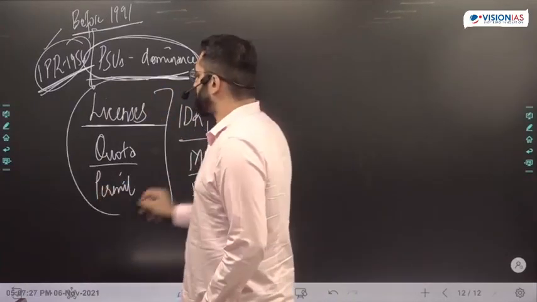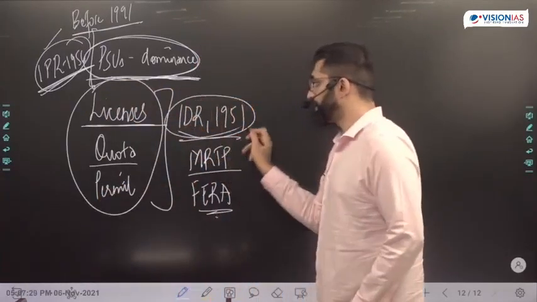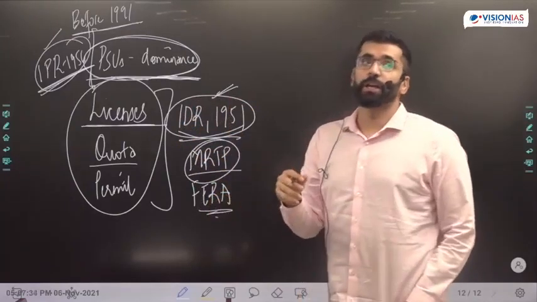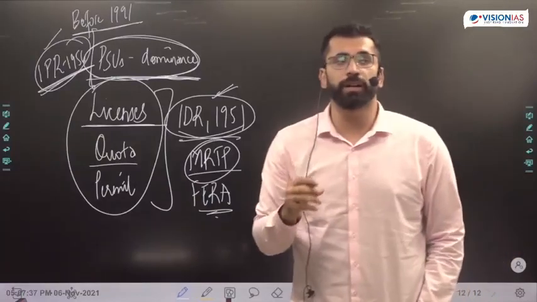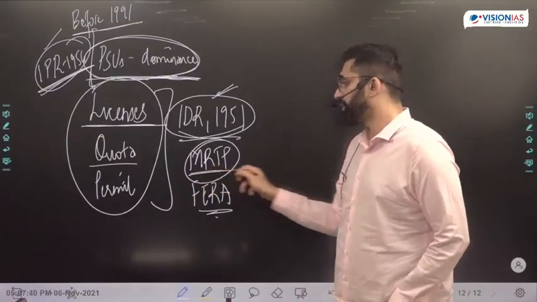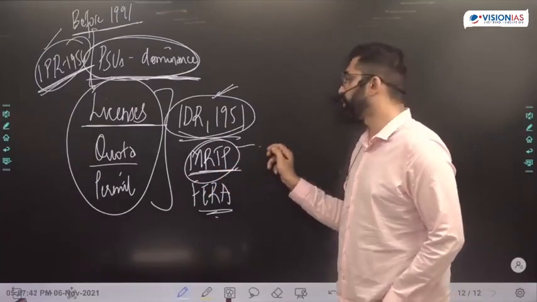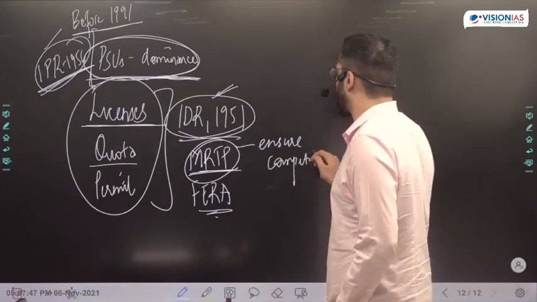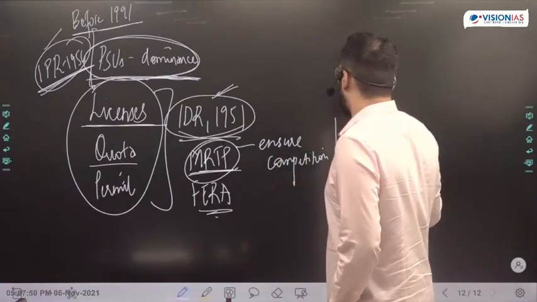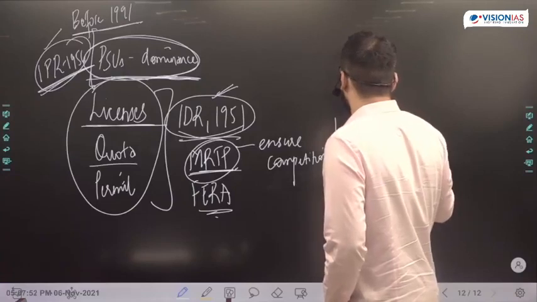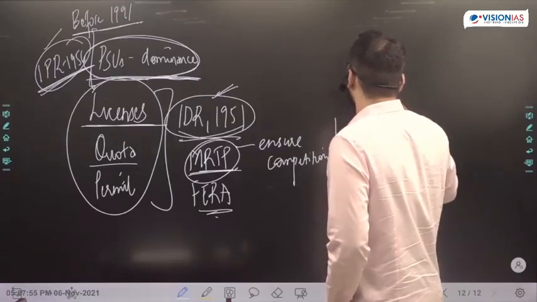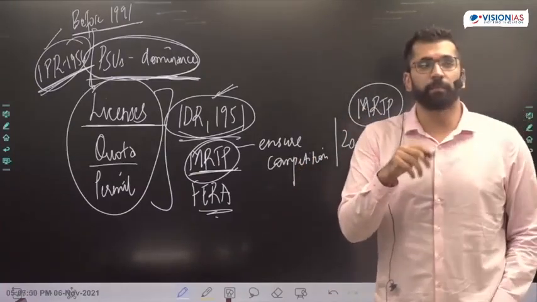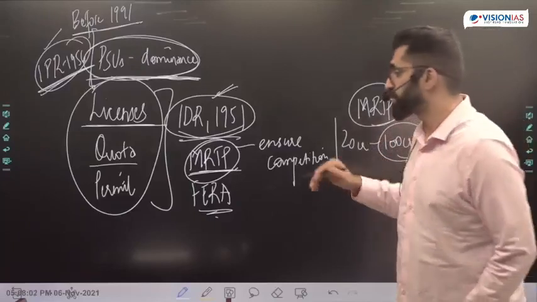License quota permit Raj: we have discussed the Industrial Development Regulation Act 1951, and the MRTP Act, which was to increase competition and control monopolies. This is the Monopolies and Restrictive Trade Practices Act, to ensure there is competition in the market. For MRTP companies, earlier the limit was 20 crores, then it was extended to 100 crores. These companies had to take permission for any expansion, mergers, acquisitions, anything, all permissions through the government.